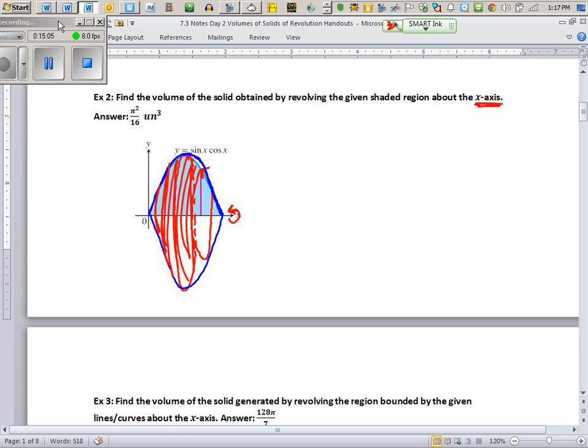Okay, so let's draw one disk. That's sort of my strategy. Just pick one disk, pull it out, analyze it to death, and we're ready to integrate. So let's draw this one. Pull that guy out. Give it a little thickness.